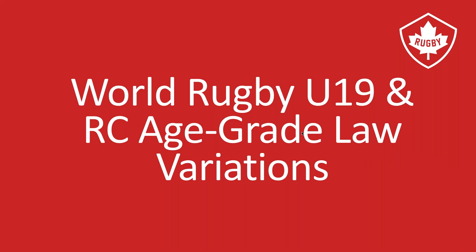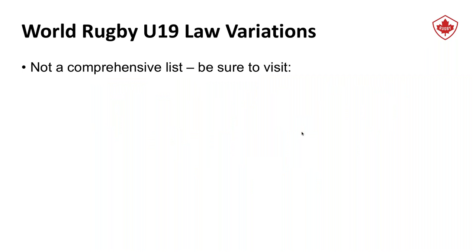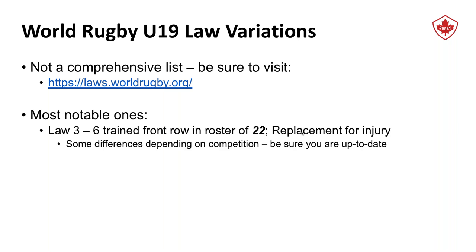So, World Rugby and Rugby Canada's age grade variations. Nothing new from World Rugby. What I'm not going to provide is a comprehensive list of it all, so be sure to visit laws.worldrugby.org. But the most notable pieces that we need to be reminded of are Law 3 when it comes to number of players, whereby in a roster of 22 players, we want to have 6 trained front row players on the roster. And then the second point here is that the variations for under-19s allow for replacements for injury. So players who have been tactically removed can always come back on to replace an injured player.